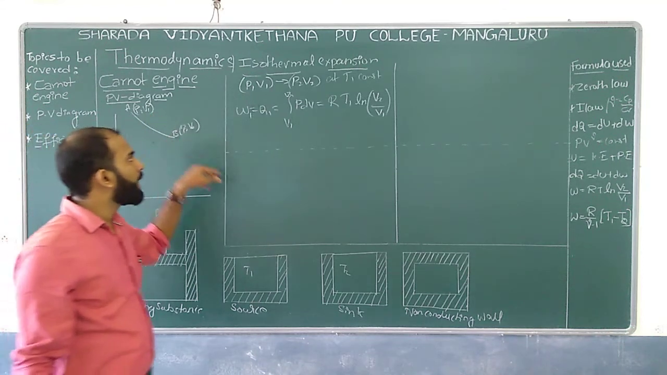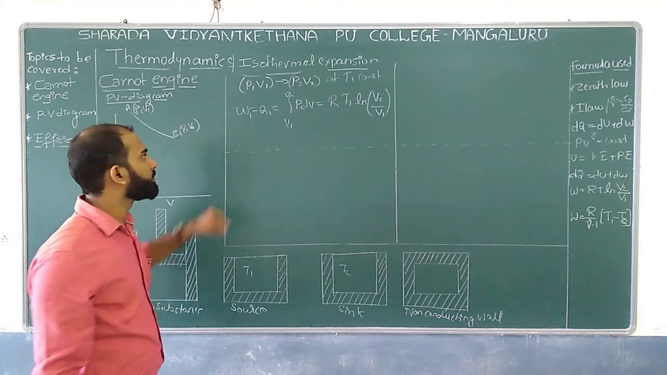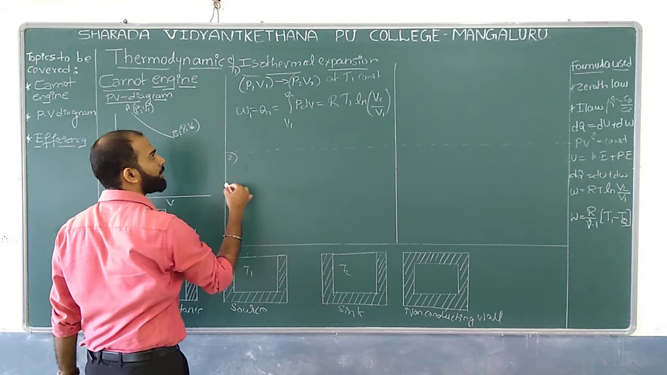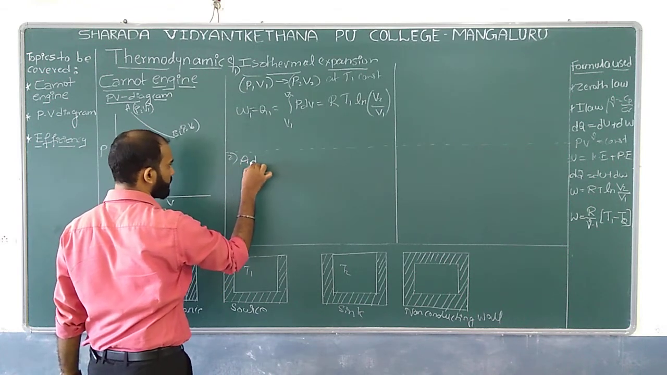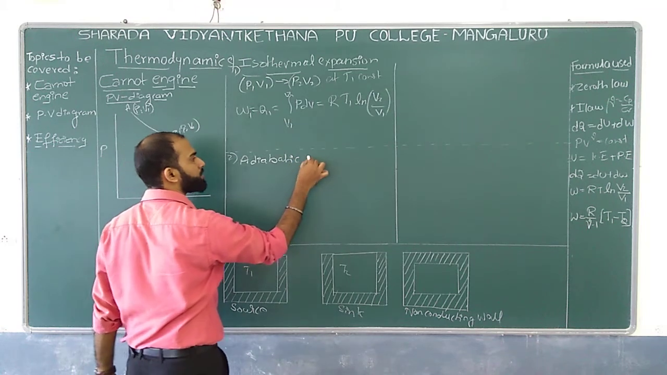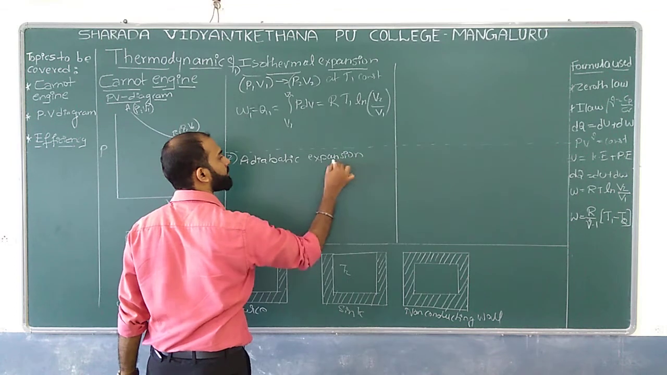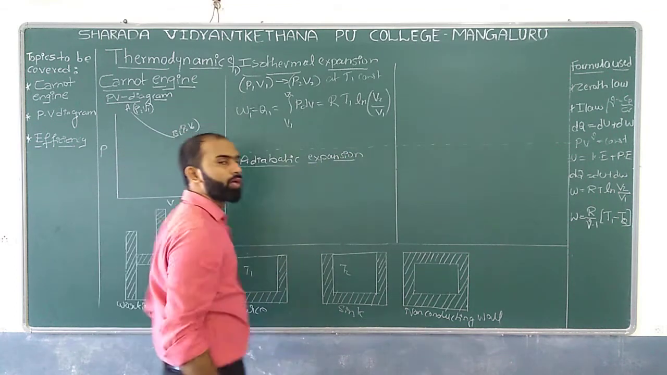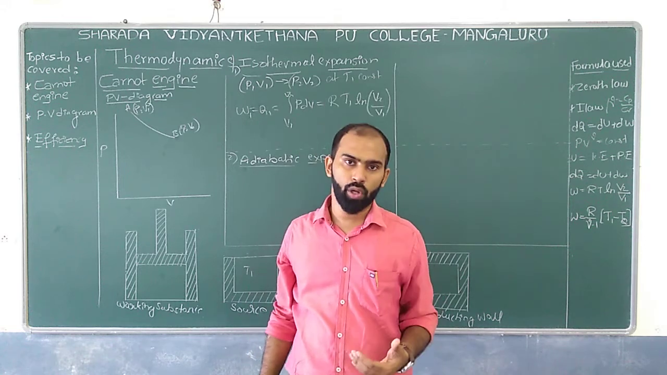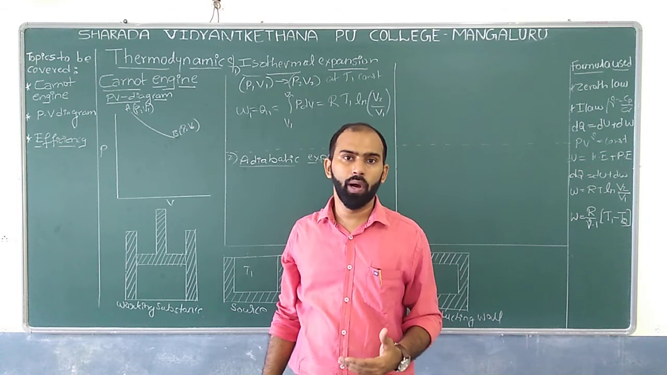Okay, well, and the next process we have is adiabatic process. This is the first one. The second one we have is adiabatic expansion. Adiabatic expansion. And what do you mean by adiabatic process, by the way? It is a process in which heat remains constant. To maintain that, we need an insulating wall.